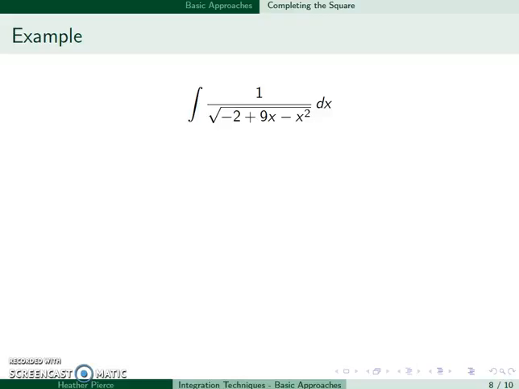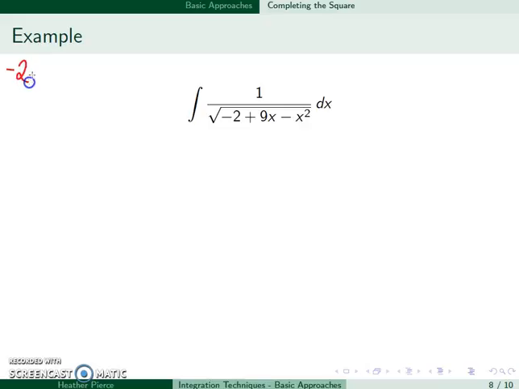Okay, so let's look at this one. Anytime we see an x squared, we'll want to deal with that. Since I don't have another term outside of this square root with an x, I cannot use substitution. So instead, I'm going to complete the square.